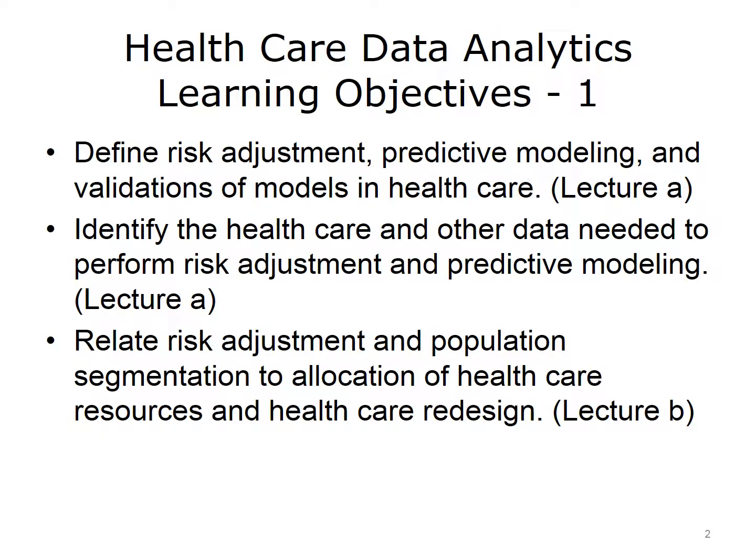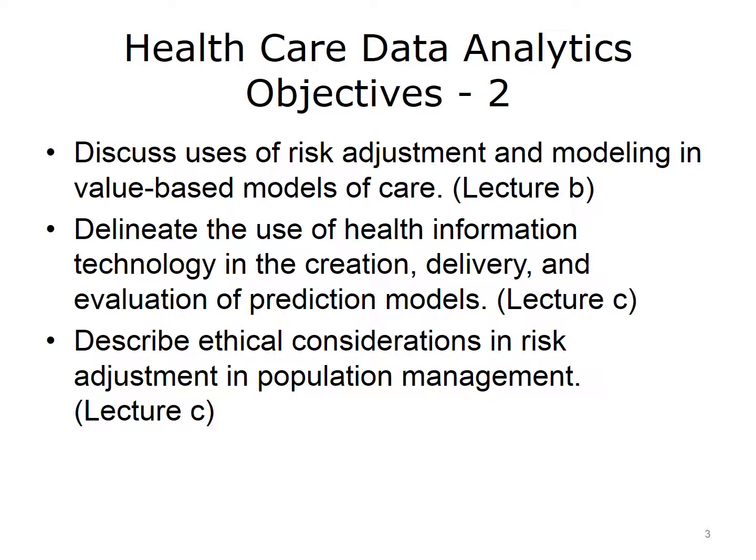The objectives for this unit, Risk Adjustment and Predictive Modeling, are to define risk adjustment, predictive modeling, and validations of models in healthcare. Identify the healthcare and other data needed to perform risk adjustment and predictive modeling. Relate risk adjustment and population segmentation to allocation of healthcare resources and healthcare redesign. Discuss uses of risk adjustment and modeling in value-based models of care. Delineate the use of health information technology in the creation, delivery, and evaluation of prediction models. And describe ethical considerations in risk adjustment in population management.